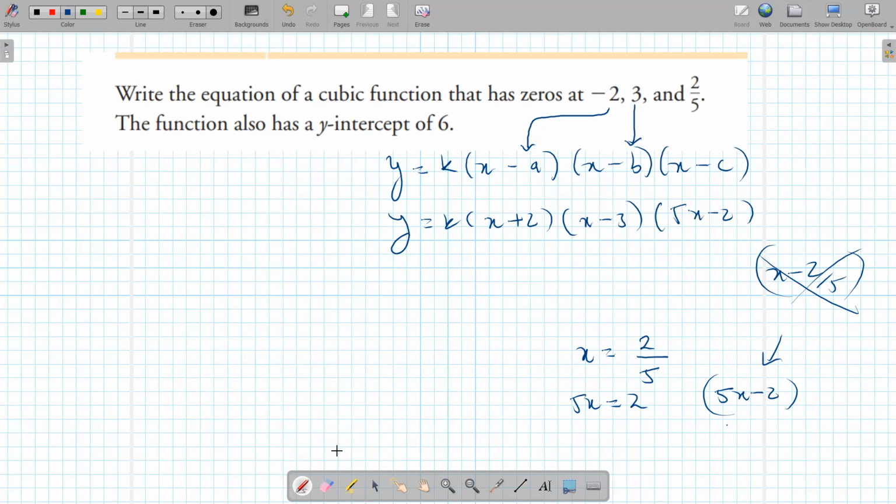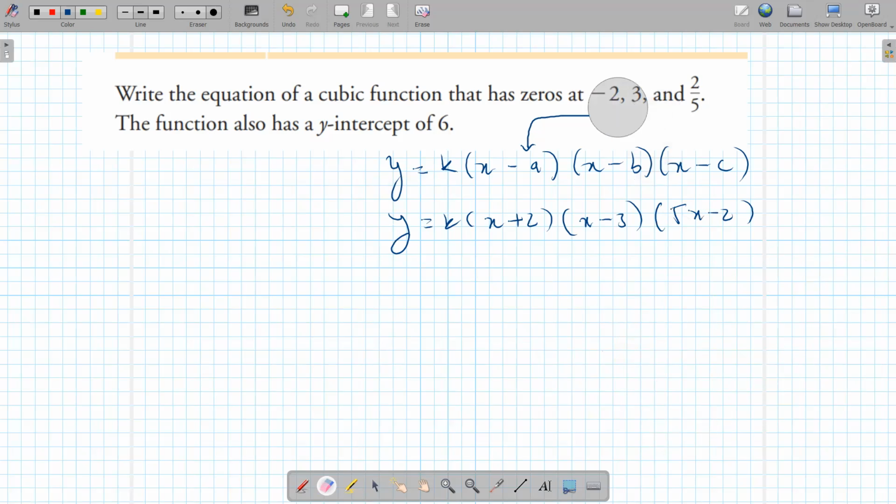But we also now need to find the k, right? The k, the leading coefficient. We know the y-intercept is 6. What's the significance of that? What does it mean when the y-intercept is 6? What information does it give us?